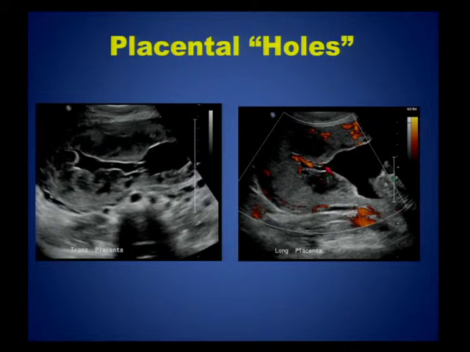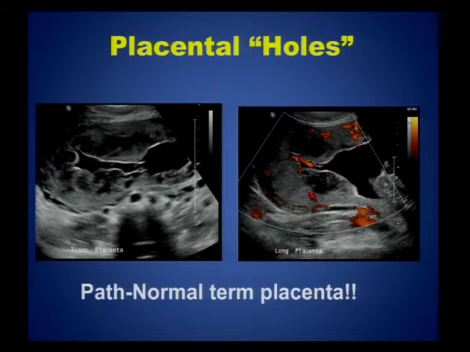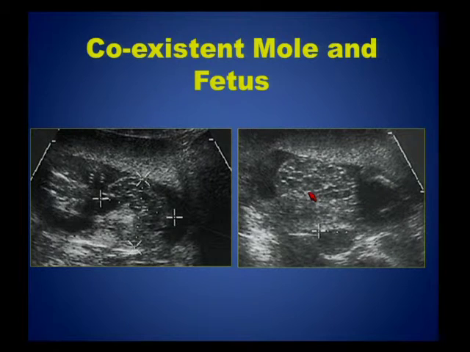Here's an example of a pretty ugly looking placenta we saw. Lots of cystic hypoechoic areas here in the placenta. Color flow usually doesn't show much blood flow to these areas at all. But at pathology, we were quite surprised to see a normal term placenta. Nothing was made of the placenta at all. So don't mistake these as being molar disease.